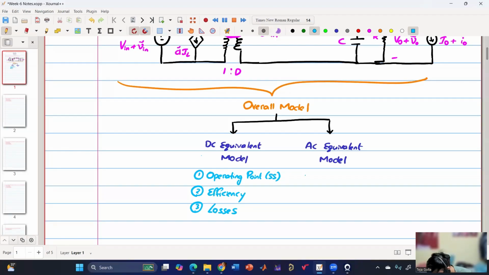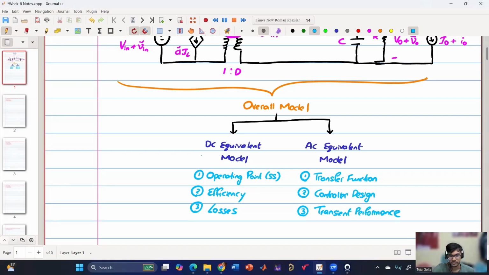Now coming to the AC equivalent model, why they are needed, we'll see that they are needed to get the transfer function. So in this week, we are going to learn how to get the transfer function. And in the upcoming weeks, we'll also see controller design, how this will be used to get the controller design, and also transient performance. So these are the applications of these two models. One is the DC equivalent model and one is the AC equivalent model.